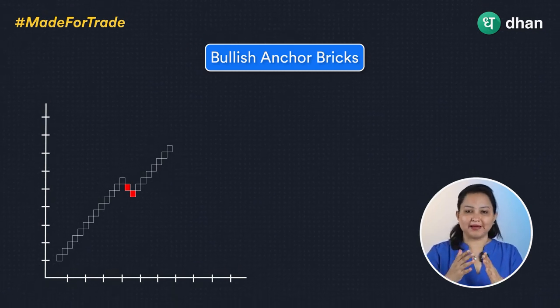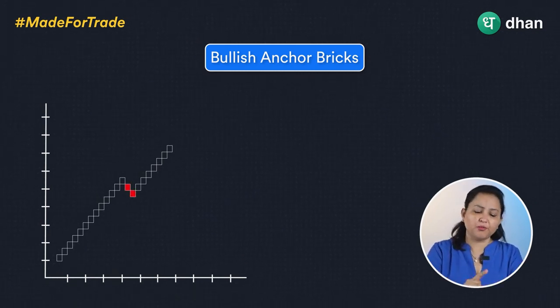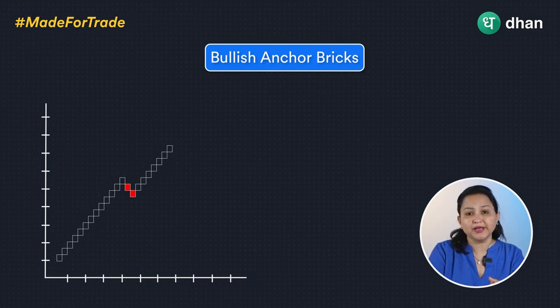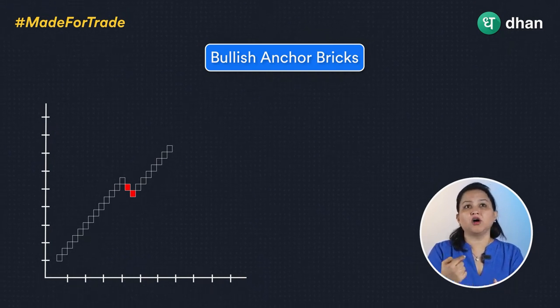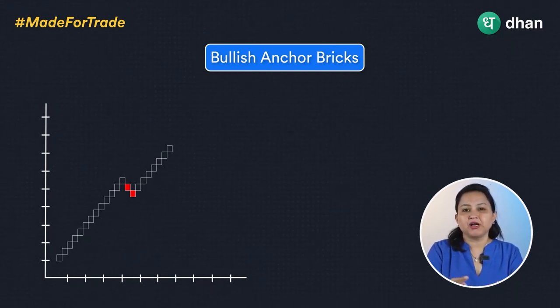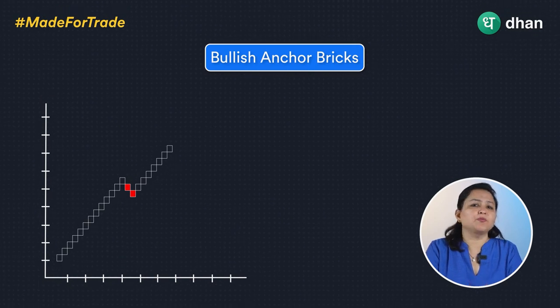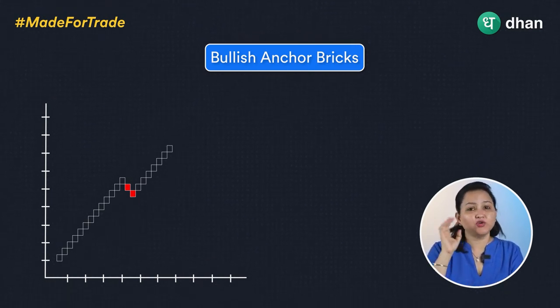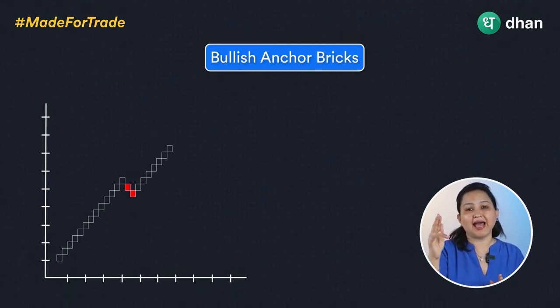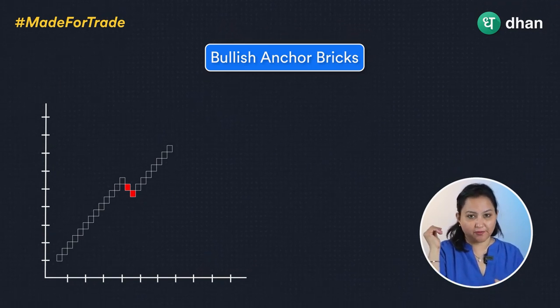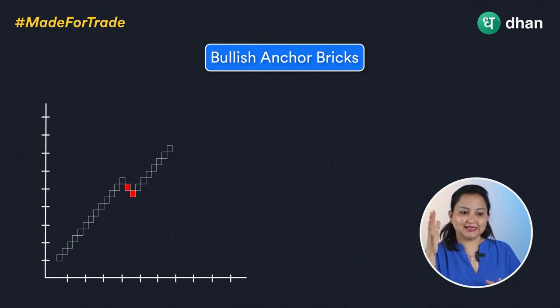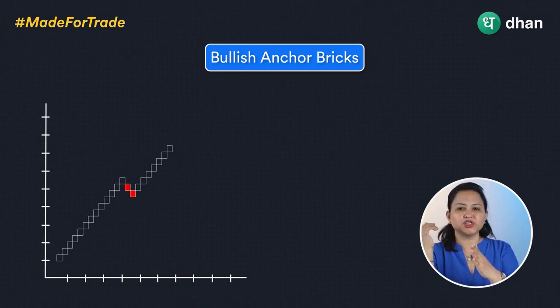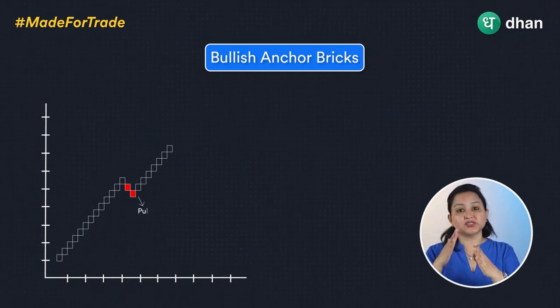A small pullback. The pullback could be in the form of 1 brick bearish pattern, 2 brick bearish pattern, or maybe in the form of a zigzag pattern. The pullback could be in any which way. Usually zigzag may not be seen, but 1 back and 2 back are usually seen when we have the anchor brick pattern getting formed. So that tells us that the momentum is bullish. Pullback is by just 1 brick.